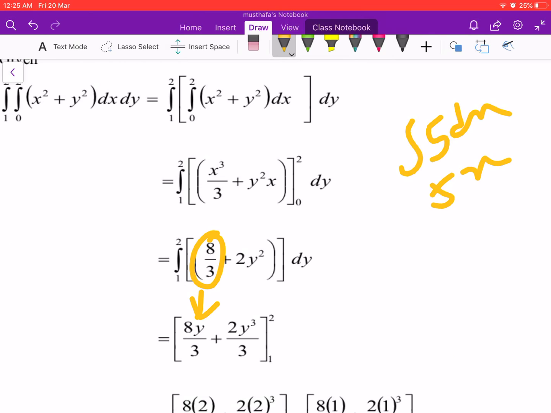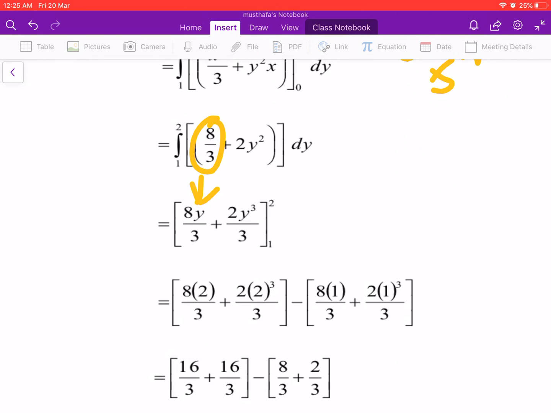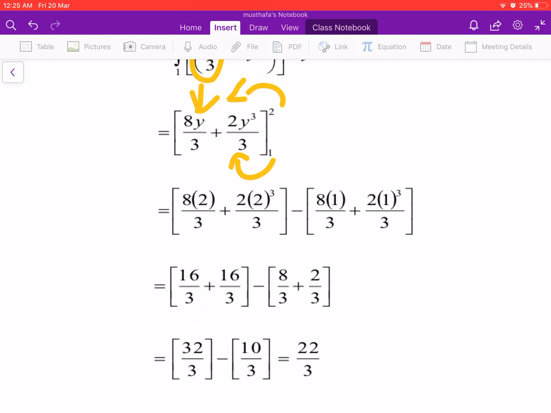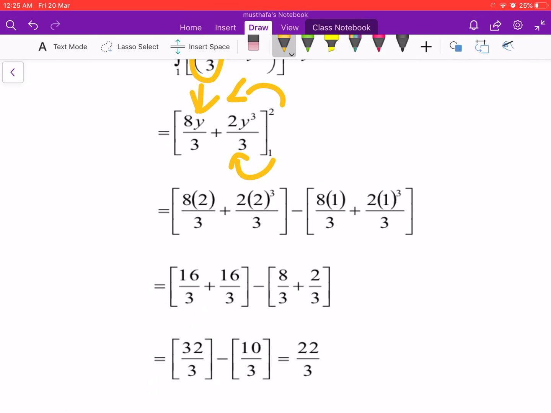Now the limit is 1 to 2. As before, you are going to apply the upper limit for y as 2 and the lower limit as 1. So the terms will be 8 multiplied by 2 over 3, plus 2 times 2 power 3 over 3, minus 8 times the lower limit 1 over 3, plus 2 times 1 power 3 over 3. On simplification, you will find the result as 22 over 3. So this is the result of the given integral.